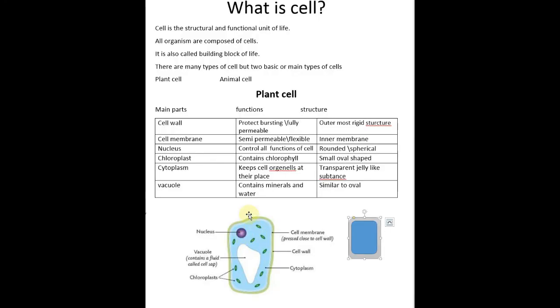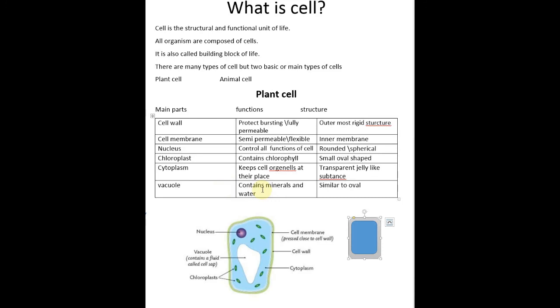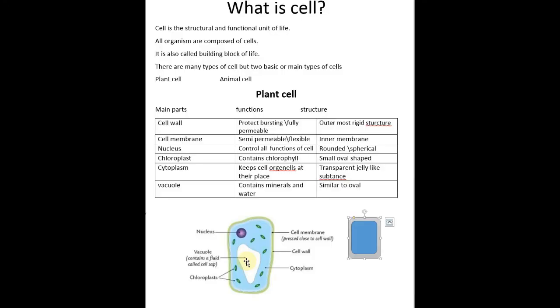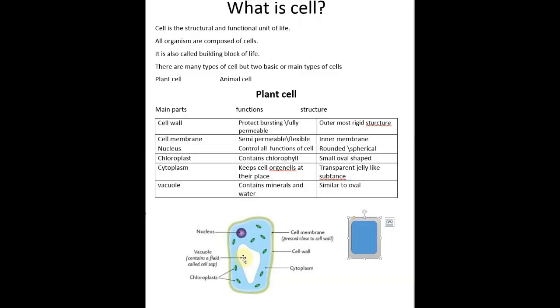Vacuole. The next part is vacuole. Vacuole contains minerals and water. This is the white body. This is the vacuole. This is larger. In plant cells, the vacuole is too large. But in animal cell, it is different. In plant cell, it has a large vacuole. It has no particular shape. It depends on how much fluid or sap is in it. It contains sap. The mixture of the minerals and water is called sap, which is present inside the vacuole.